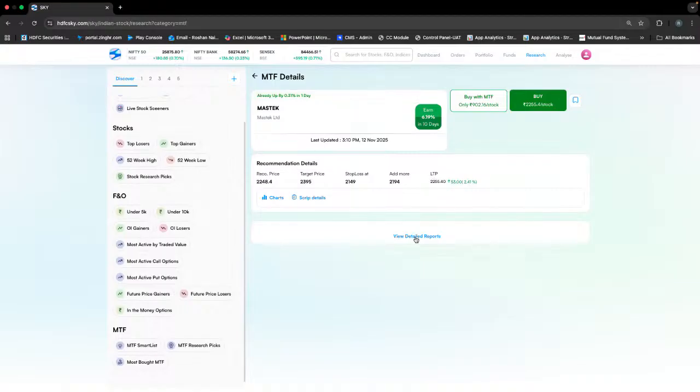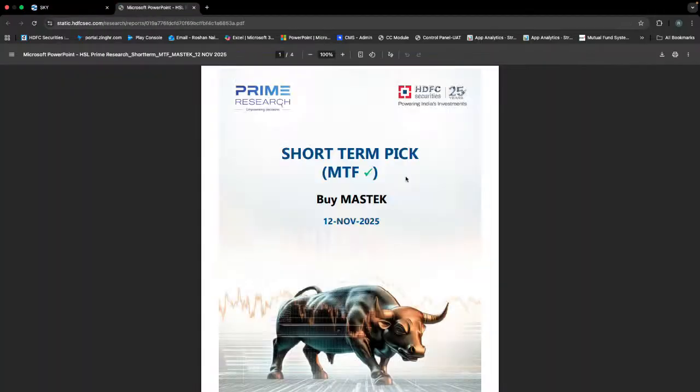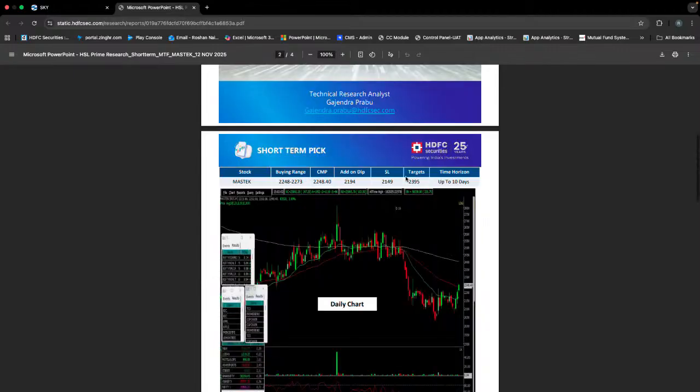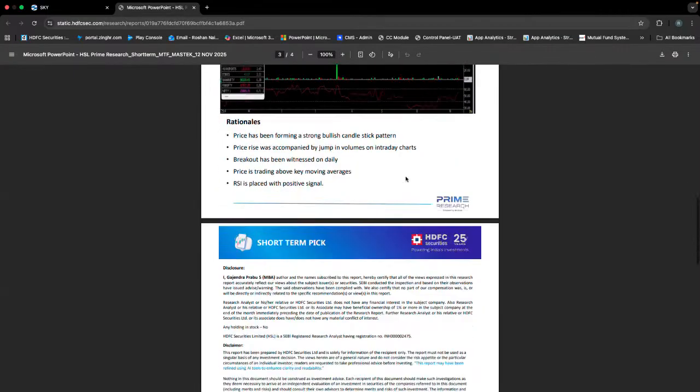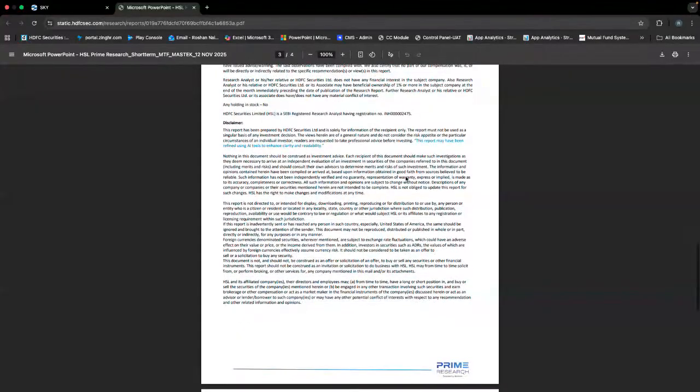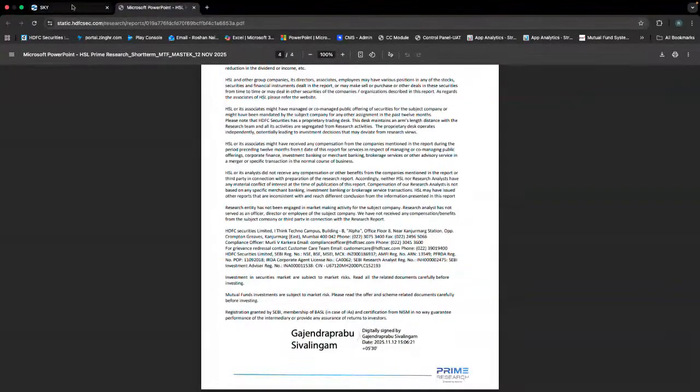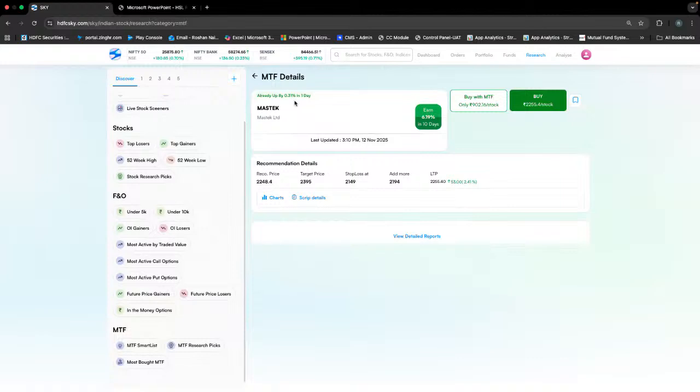If you want to read more details about the research, you can click on the detailed report, and you have access to the entire research publication about why this is recommended. You can read that as well, so you can make your own informed decision while transacting in MTF.